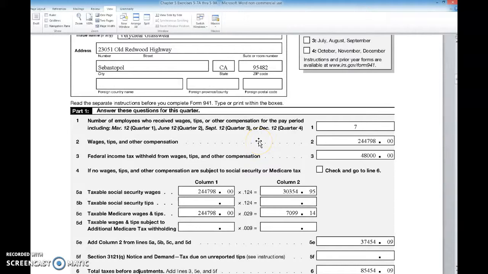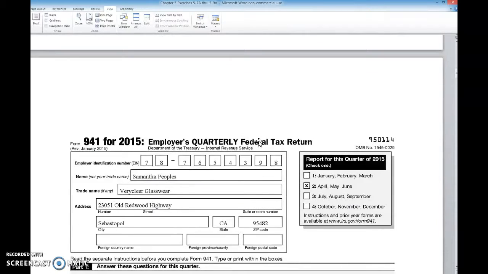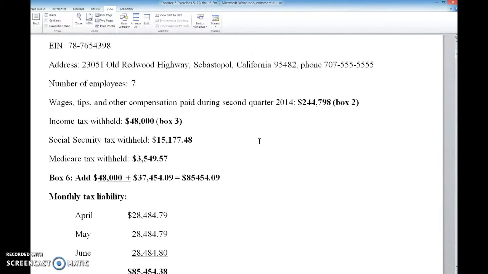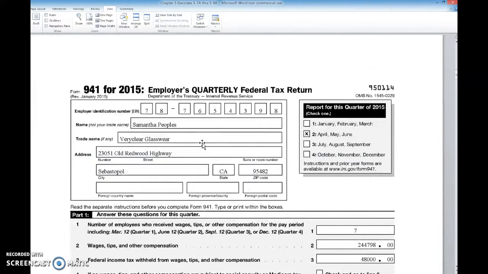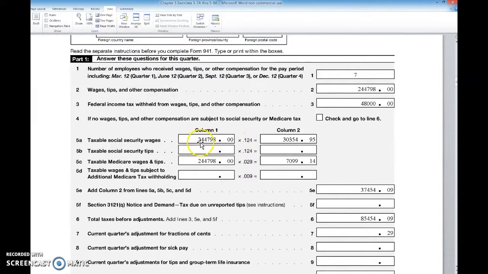Part 2 is the wage, tips, and other compensation computation. So the wages and tips in the second quarter are $244,798. And then in box 3, they give you the income tax that's withheld, which is $48,000. The Social Security tax withheld they give you is $15,177.48. And then the Medicare tax that is withheld is $3,549.57.